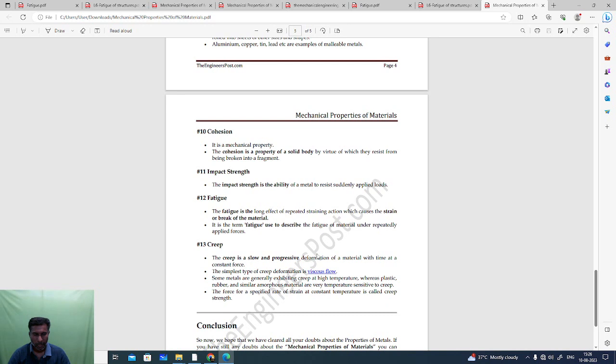For example, the viscous flow. Some metals generally exhibit creep at a high temperature. As I already told, the forces may be temperature, pressure, or external forces. Whereas plastic, rubber, or similar amorphous materials are very sensitive to creep. When you apply high temperature to plastic, it will normally soften, so it is sensitive to creep. The force or specified rate of strain at constant temperature is called creep strength.